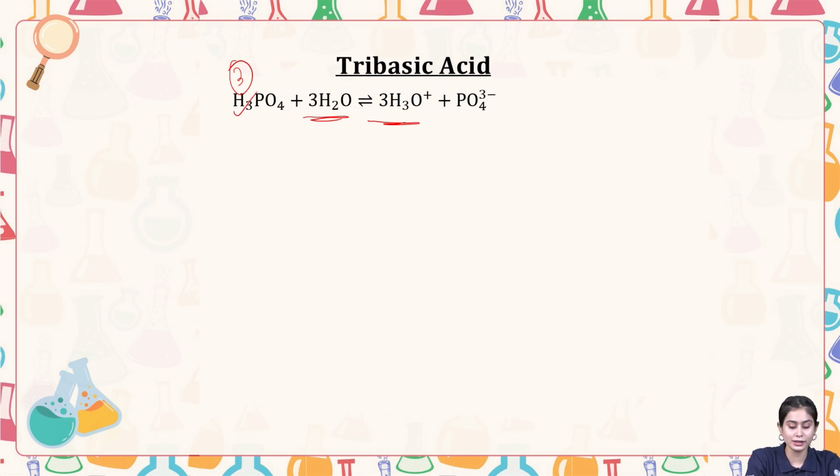So try everywhere 3, 3, 3. Simple. Okay. This leftover ion is your phosphate ion, PO4 3 minus. Is that clear? I hope that's clear to you how a tribasic acid dissociates in water.